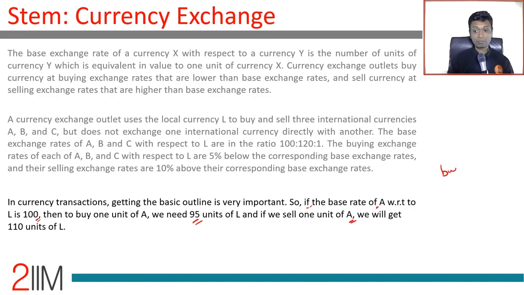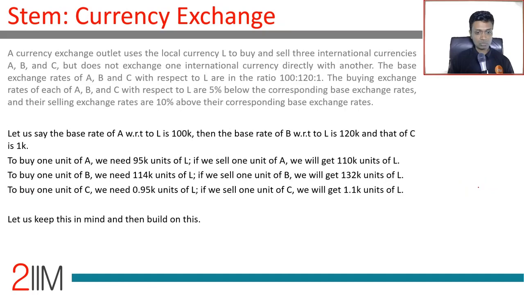To buy, it takes 95. To sell, we'll get 110. Right? So now, this is a ratio. So I'm going to call the rates 100K, 120K and K. To buy 1 unit of A, we need 95K units of L. We'll get 110K units of L. To buy 1 unit of B, we'll need 114K units of L. And we will get 132K units of L if we sell 1 unit of B. For C, it is 0.95K and 1.1K.